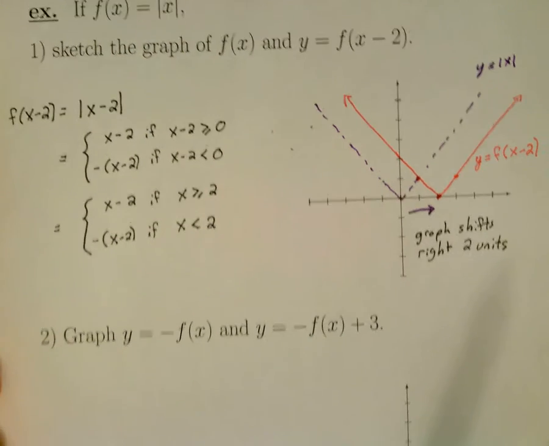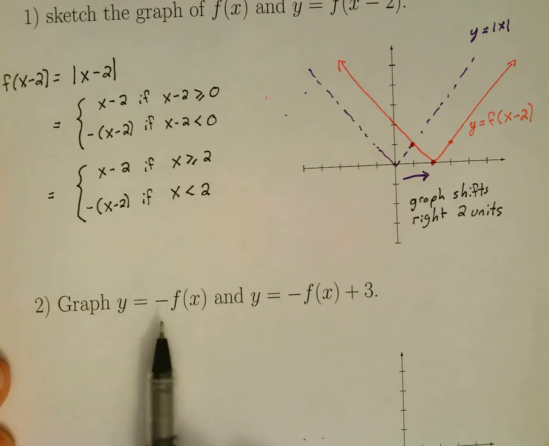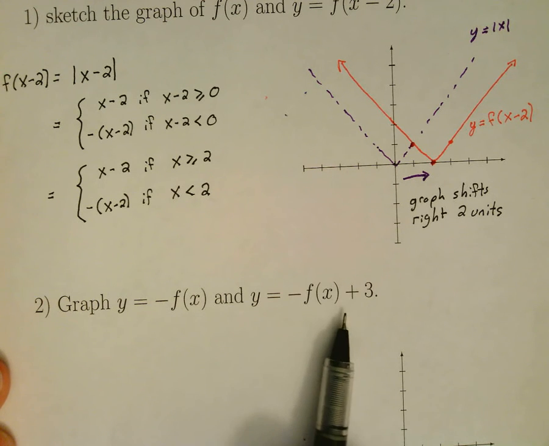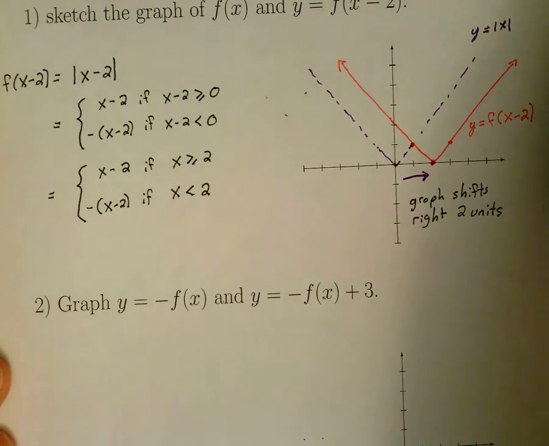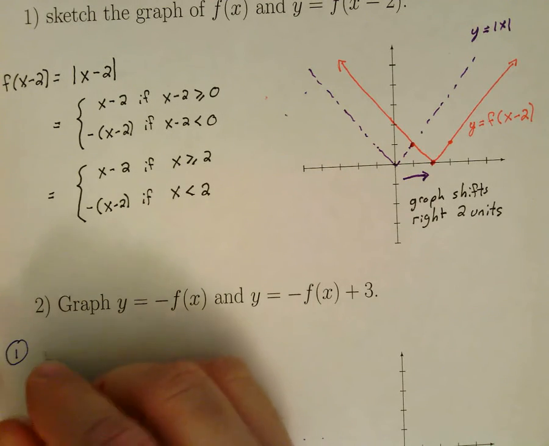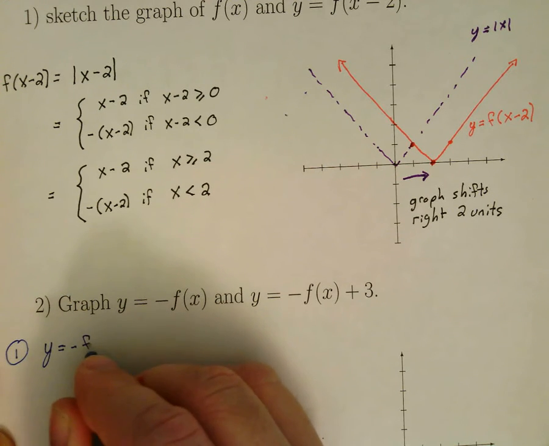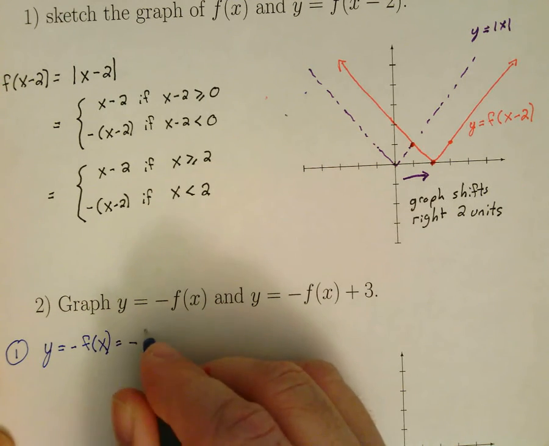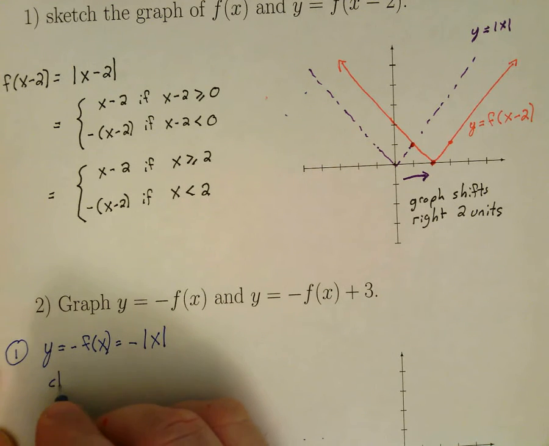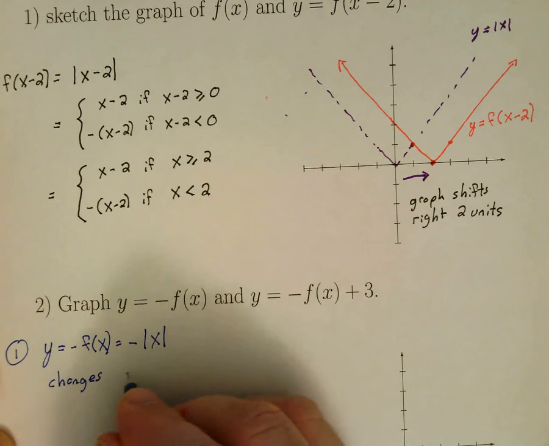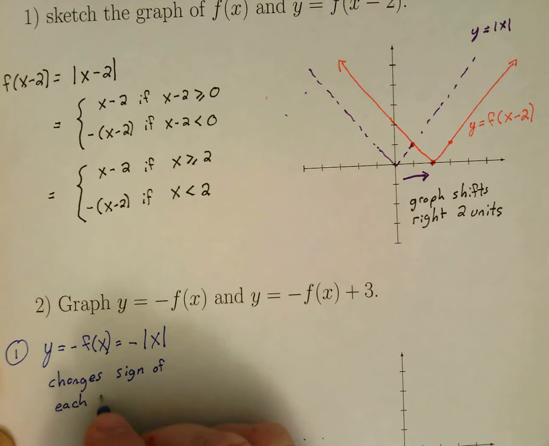Now for this next one, I want to graph negative f of x and negative f of x plus 3. First, let's look at what happens as y is equal to negative f of x. That's going to be the negative absolute value of x. So that's just going to change each sign to negative. That just changes the sign of each y value.